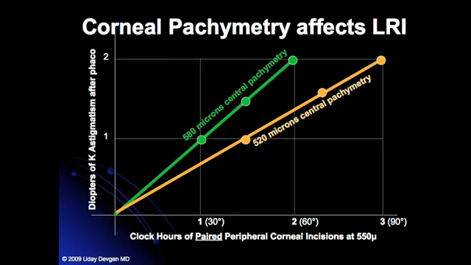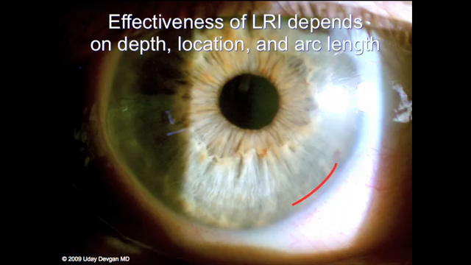When we're doing our LRIs, we want to make sure that we also take the patient's age into account. A younger patient is going to have less effect from LRI, and then also pachymetry. If the patient has a thicker cornea, I have to know that because my LRI will have less effect. If they have a thinner cornea, I don't want a perforation, plus my LRI will have more effect. So pachymetry for the cornea is an essential measurement for any presbyopic lens patient. And there's an example of where my LRI is.